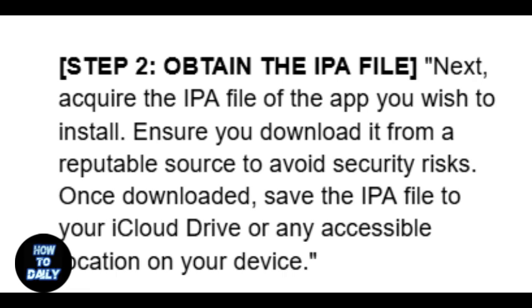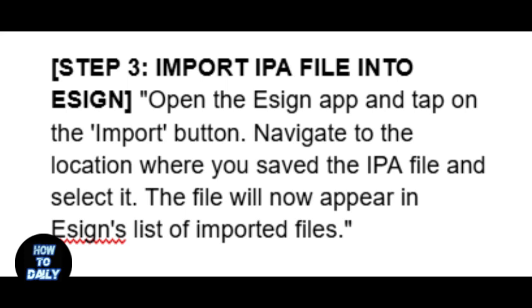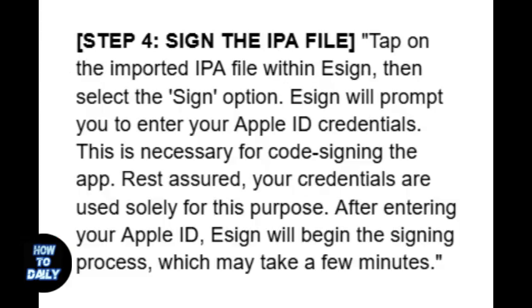Now open the eSign app and tap on the Import button. Navigate to the location where you saved the IPA file and select it. The file now will appear in eSign's list of imported files. Now tap on the imported IPA file within eSign, then select the Sign option.